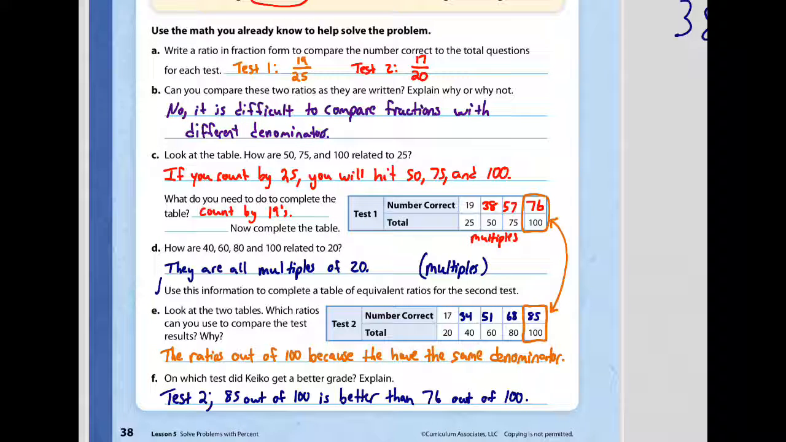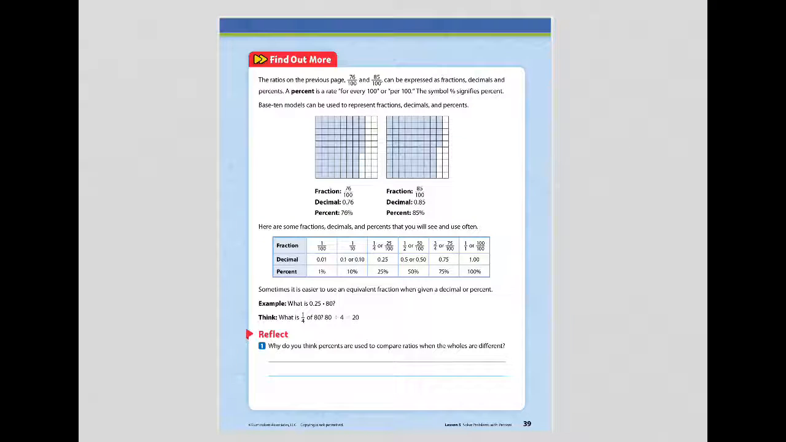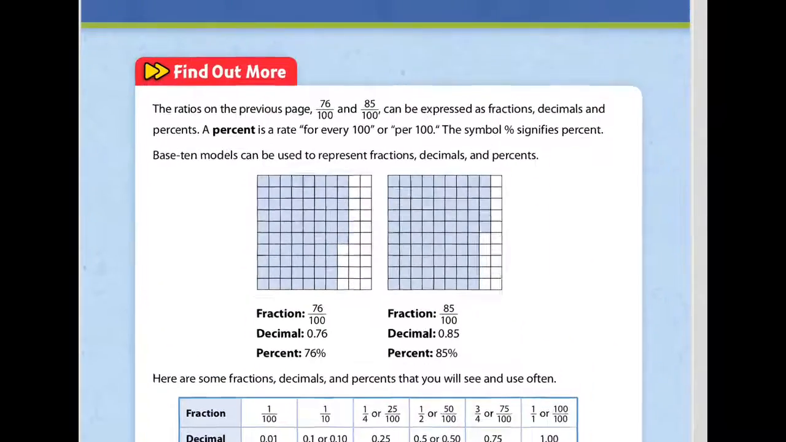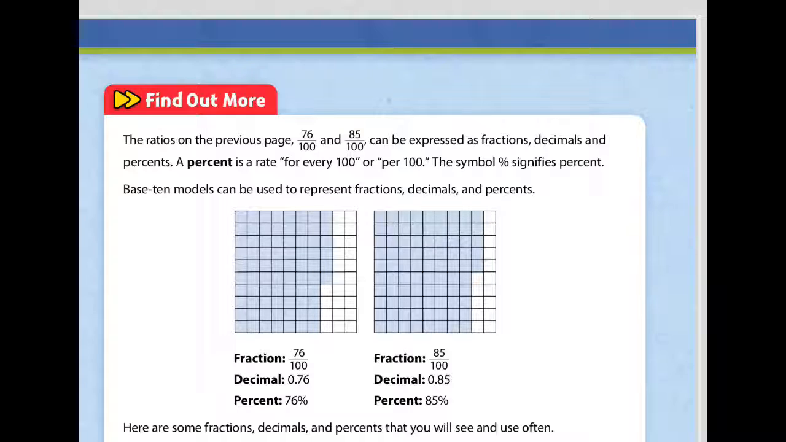But anyway, we are moving on to page 39. So on page 39, we're going to do some reading in the Find Out More section on top. And then we're going to go down and have you do the reflection. So for this, don't zone out on me. I know it can get boring, but I want you to just pay attention.